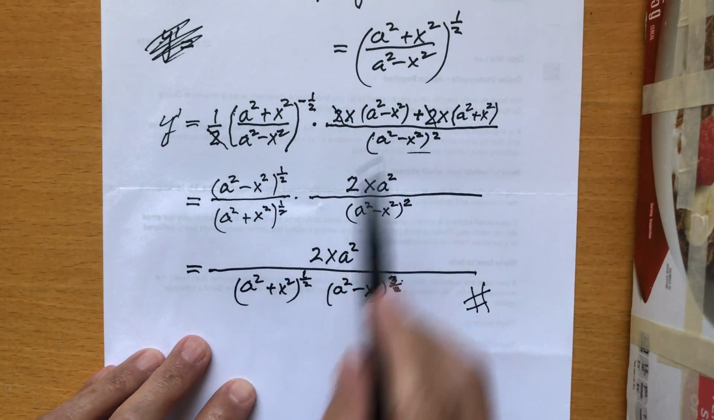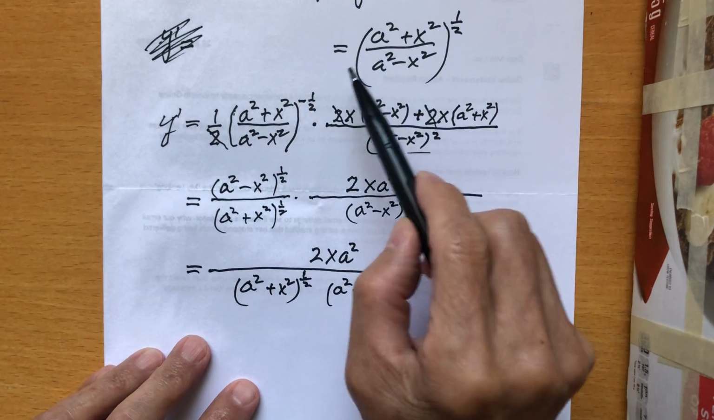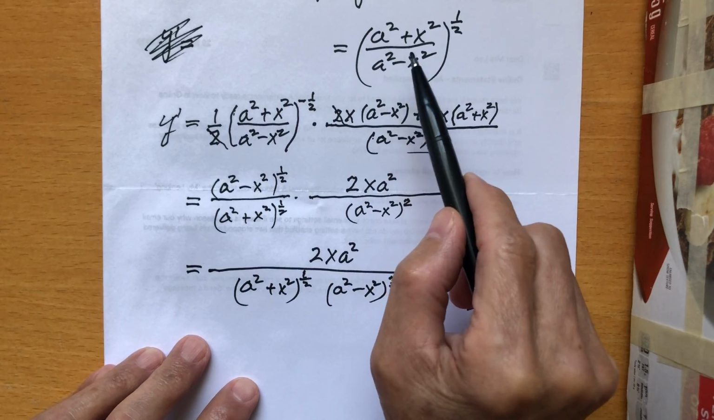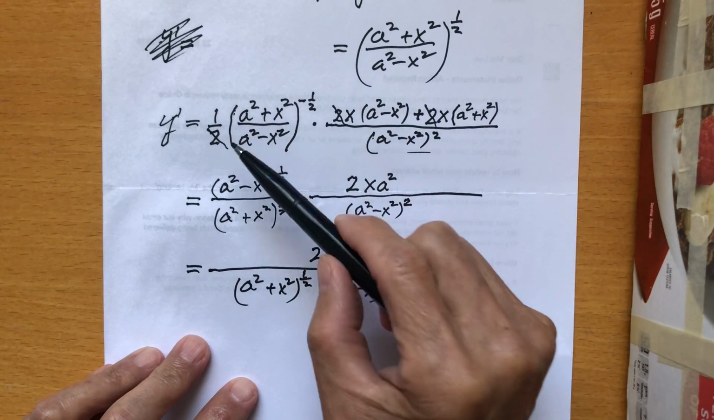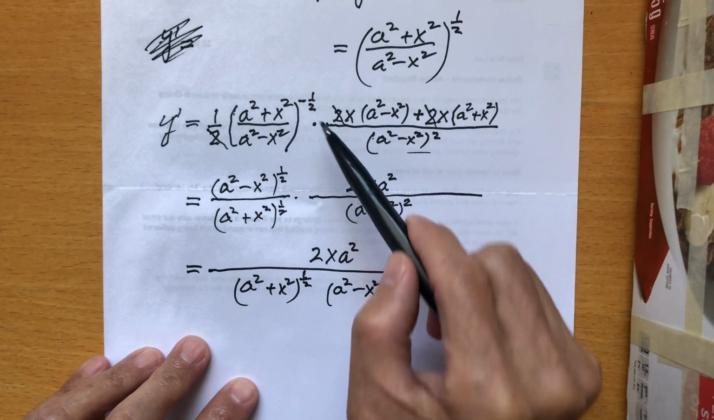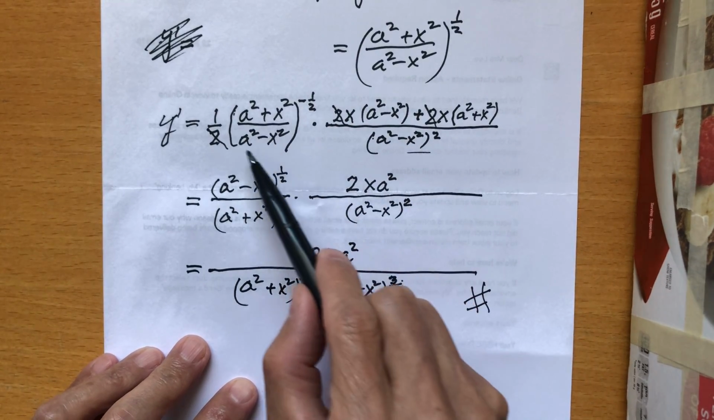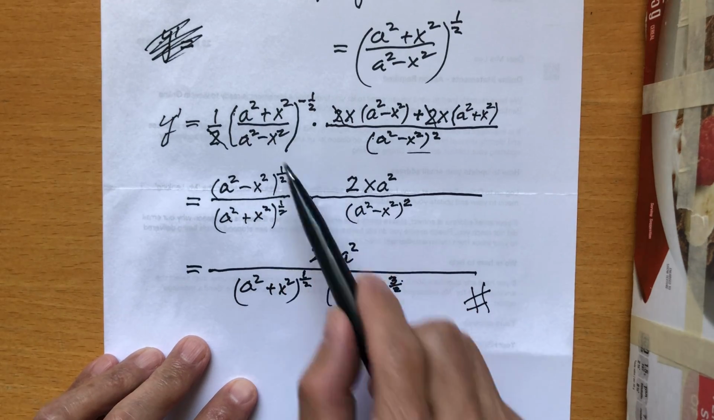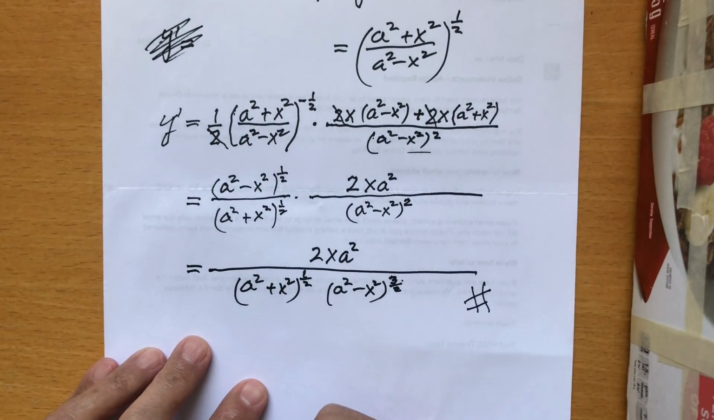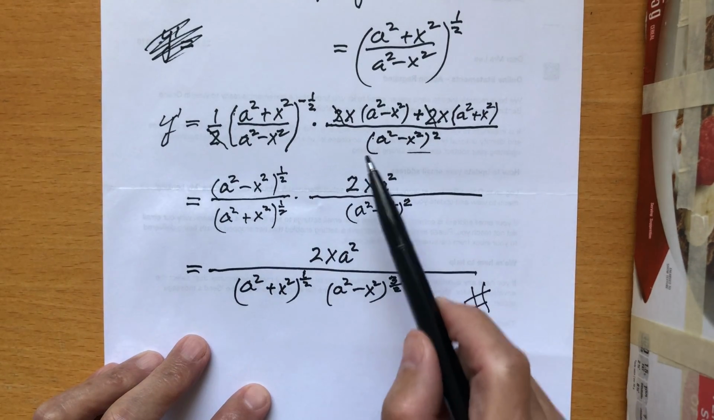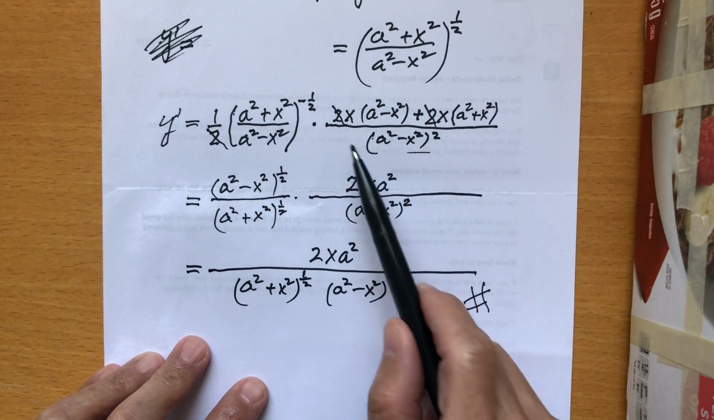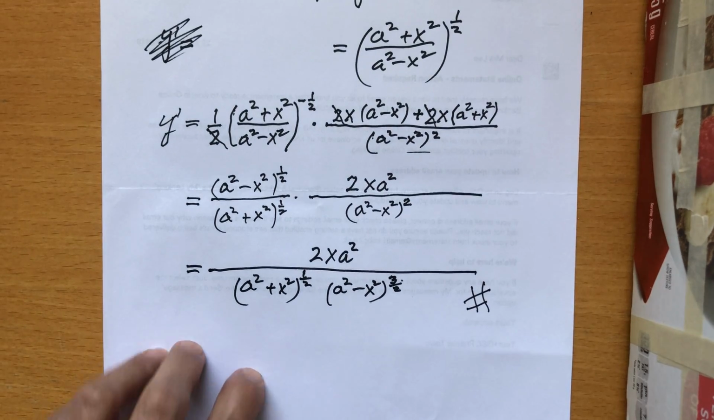Do you follow? So let's use the general power rule. This is a power, so I do the power rule followed by the derivative of the inside. So I have this, right? Okay, so this is my answer.